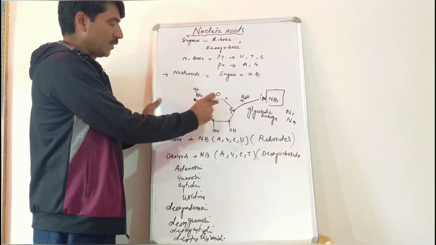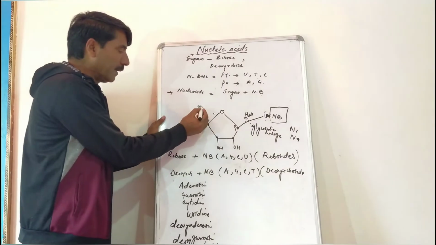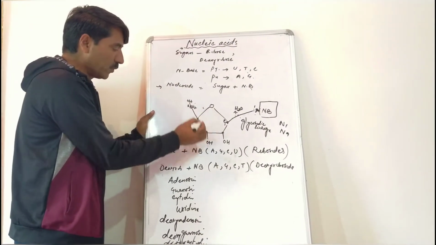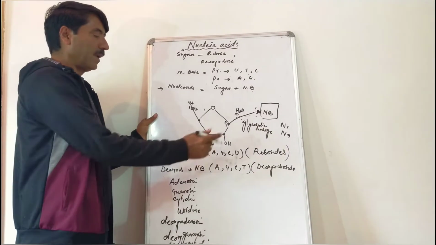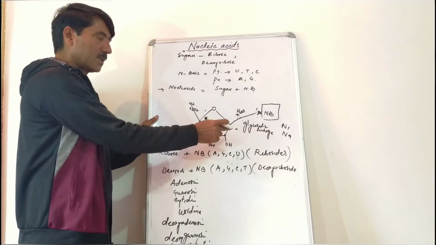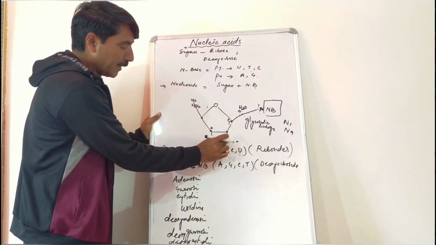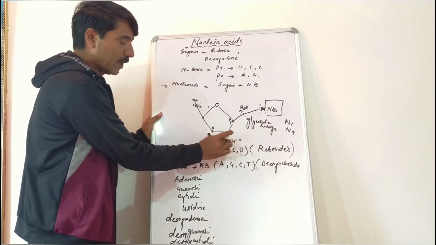Now here, as we know this sugar, at carbon number 5 it was an OH group and at carbon number 3 it was an OH group. But in case of this ribose sugar, at carbon number 2 there is also an OH group.